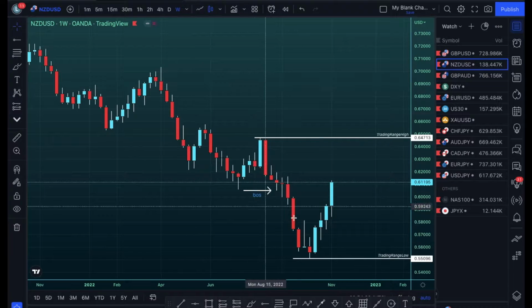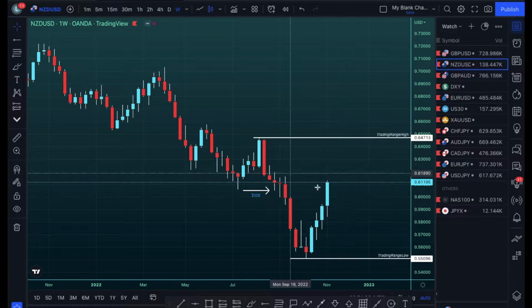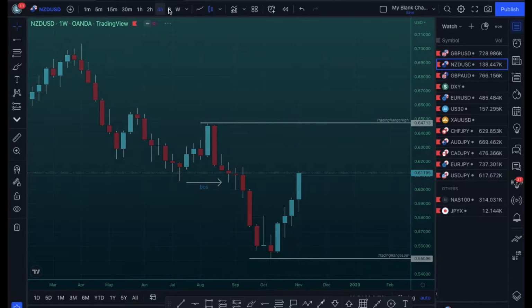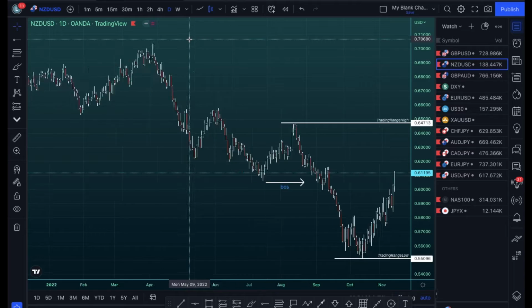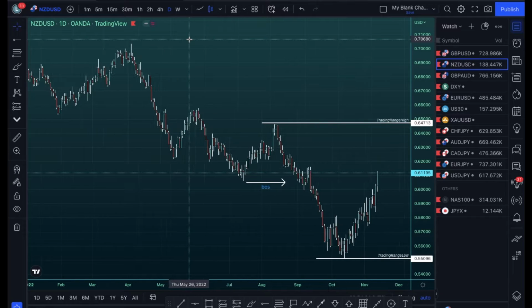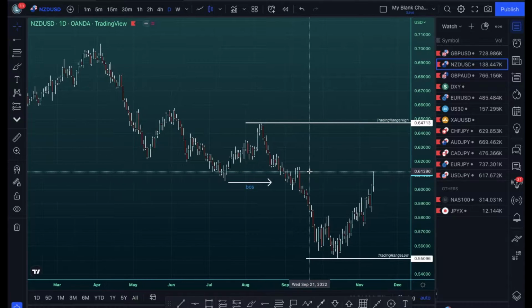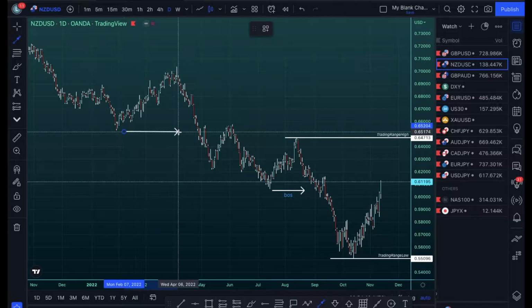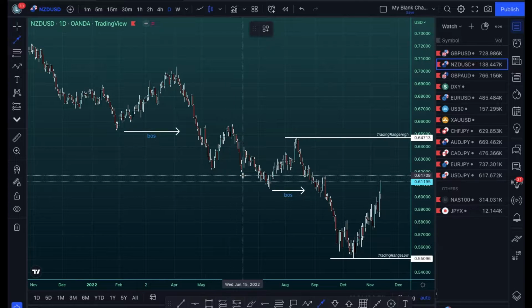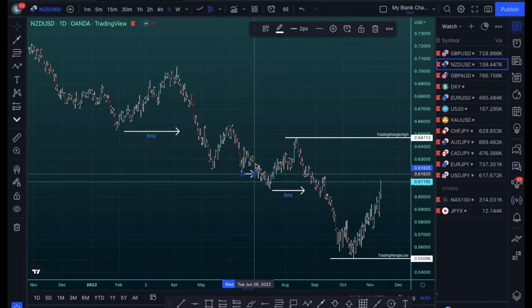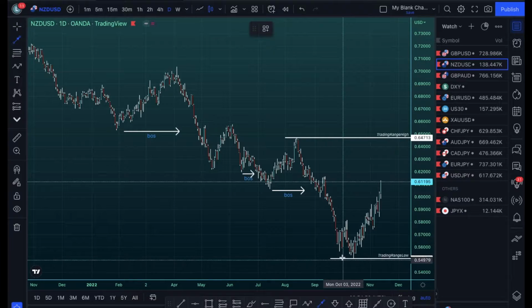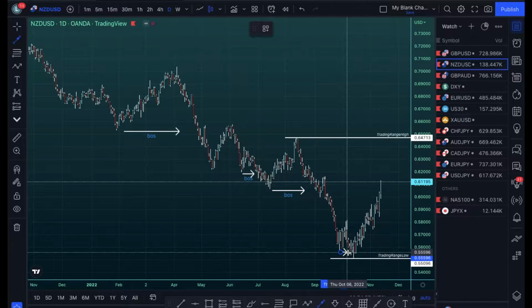So now that we know where the weekly range is, we can use that to help us identify where price could be heading, right? So now if we go to the daily, you'll see what I'm talking about. So on a daily time frame, even though this is the weekly range, we can see that price broke structure here. We can see price broke structure again here. And then we can see price broke structure down here, right?